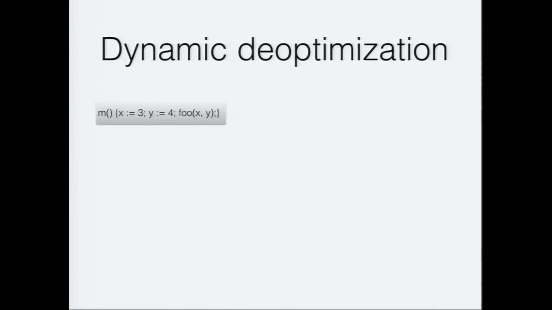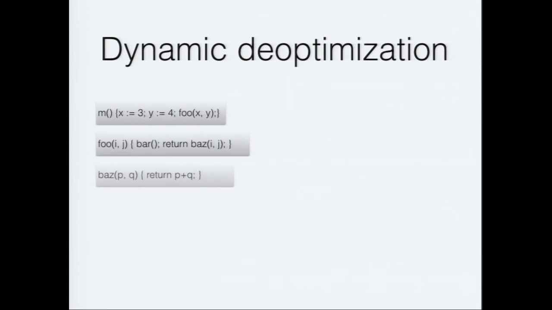Suppose we have a set of methods which call each other. So we have M, which has a couple of local variables and passes them as parameters to foo. Foo calls some other thing called bar, which is big and hairy and complex and not shown. And then it calls baz with those variables, and all baz does is add them together and return the result.